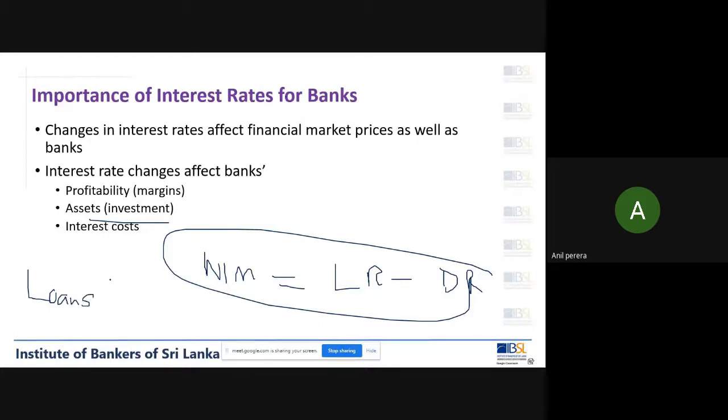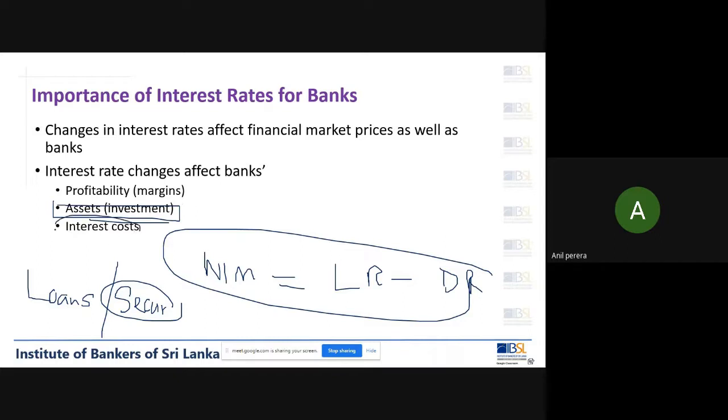If loans are given at variable rates, when interest rates are changing, that will affect the income of the bank. And also, banks are making investments in securities, treasury bills and treasury bonds. When interest rates are changing, the value of securities are changing. I will show you when we come to financial instruments. The value is changing due to interest rate changing. So all these affect the assets of the banks.